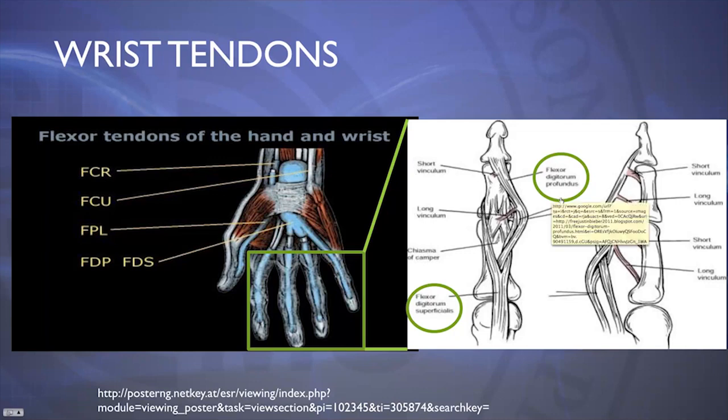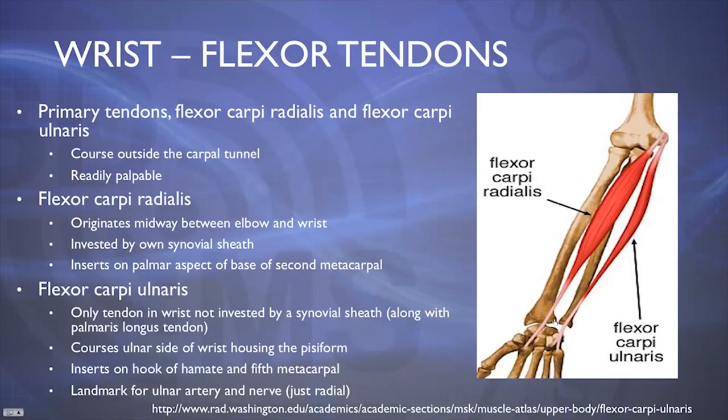Now going into the primary tendons of the wrist, or the primary flexor tendons, this is going to be the flexor carpi radialis and the flexor carpi ulnaris. These are going to both course outside of the carpal tunnel, and they can be readily palpable. The flexor carpi radialis is going to originate midway between the elbow and the wrist, and we can see it nicely here in this diagram. It's invested by its own synovial sheath, and the tendon itself is going to insert onto the palmar aspect of the base of the second metacarpal, as we can see right here.